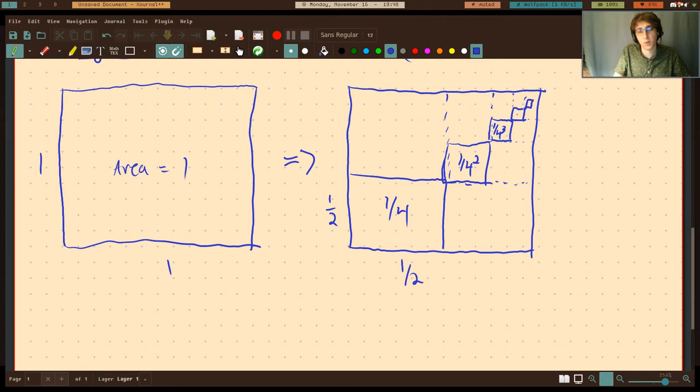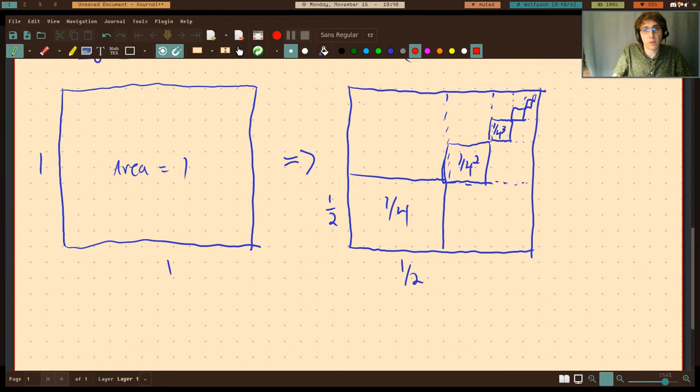This is our 1/4 to the 4th power. I think I said squared there. 1/4 to the 5th power. 1/4 to the 6th power. And so on. You do this forever. And you can see that there's a kind of telescoping series of squares that are getting smaller and smaller and smaller. The area is being reduced by a fourth.